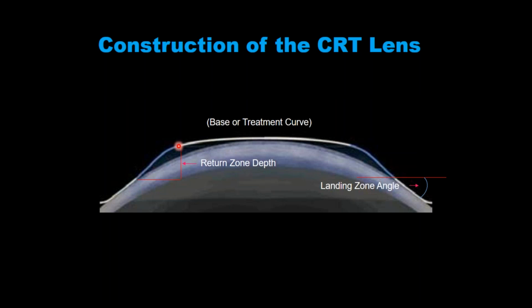Now, going out in the lens, from the base curve you reach the optic zone junction at around 6 millimeters, and then you have your reverse curve in your reverse geometry lens. In the CRT lens, that's labeled as the return zone depth. It's labeled according to the depth from the optic zone junction to the landing zone angle or the alignment zone. The next zone out in the lens is your alignment zone, called in the CRT the landing zone angle.